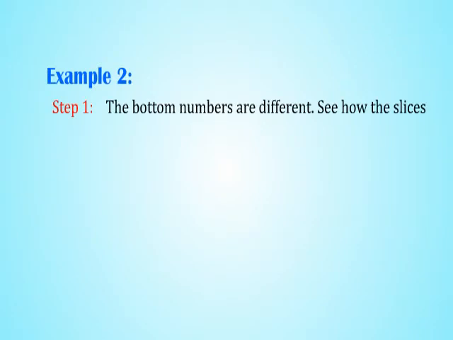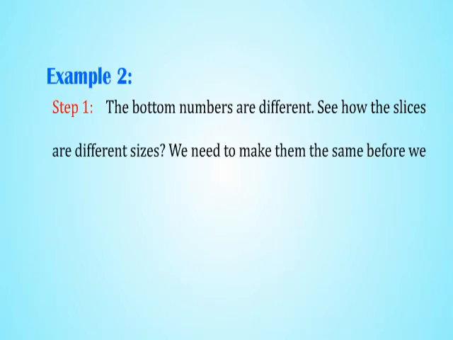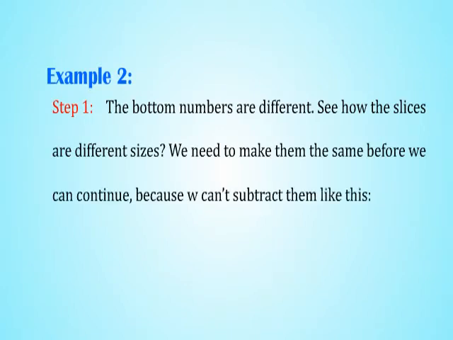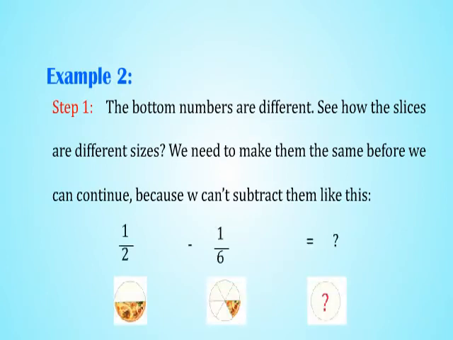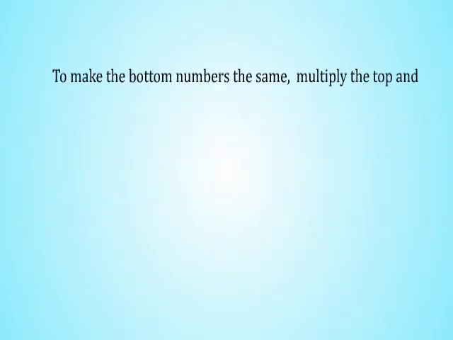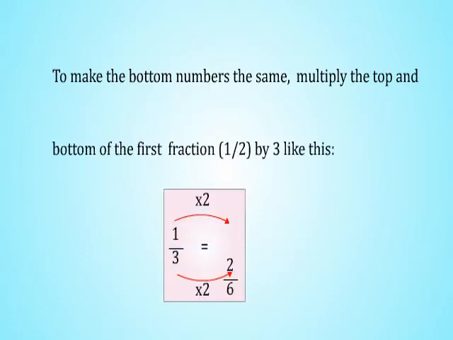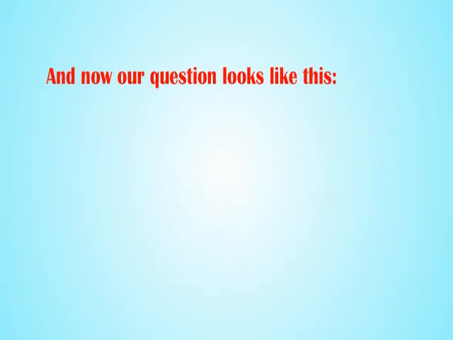Example 2. Step 1. The bottom numbers are different. See how the slices are of different sizes. We need to make them the same before we can continue, because we can't subtract them like this. 1 by 2 minus 1 by 6 is equal to. To make the bottom numbers the same, multiply the top and bottom of the first fraction 1 by 2 by 3 like this. And now our question looks like this.